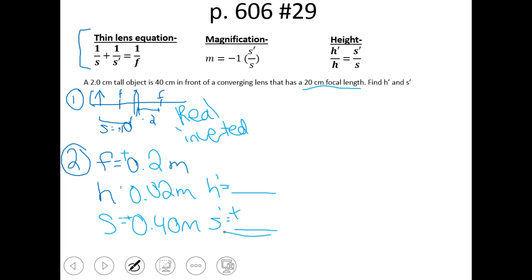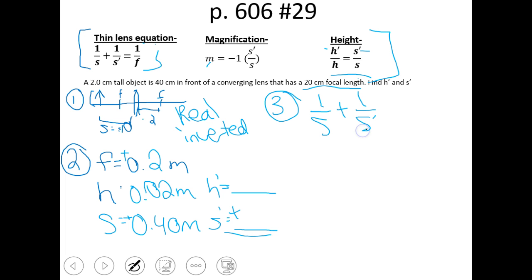My job is to find S prime and H prime, and I've got these values. So I come up here and look at my equations, and I ask, what can I find from what I have? My eyes first jump here, but I don't have H prime or S, so I can't use that one. And I'm not being asked for the magnification, so I don't need that one. That really just leaves me with my thin lens equation, and that is the one I'm going to use. So step 3 is that I'm going to use my thin lens equation. I'm going to plug in what I know, and I'm going to find what I need.